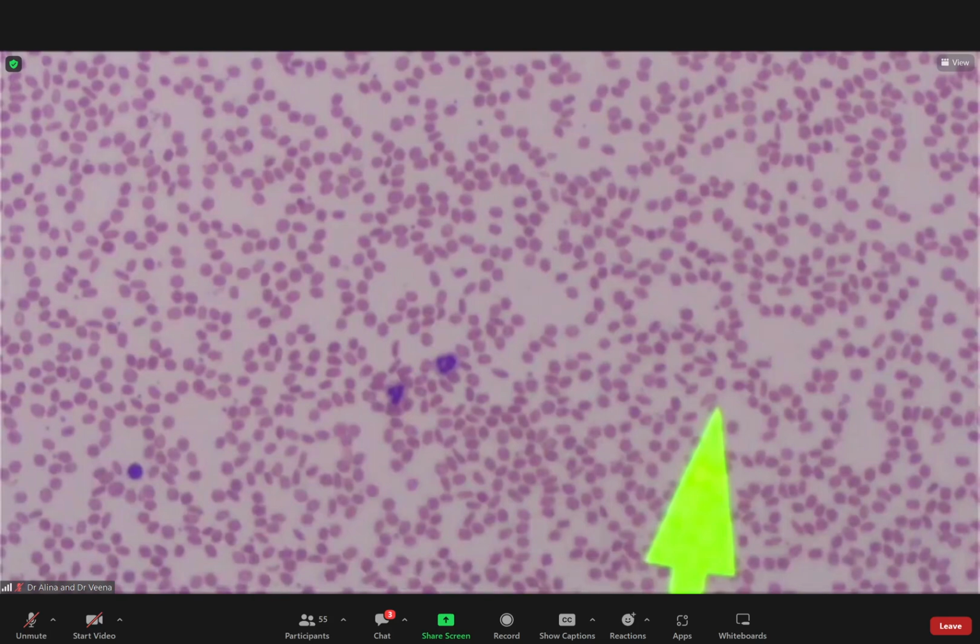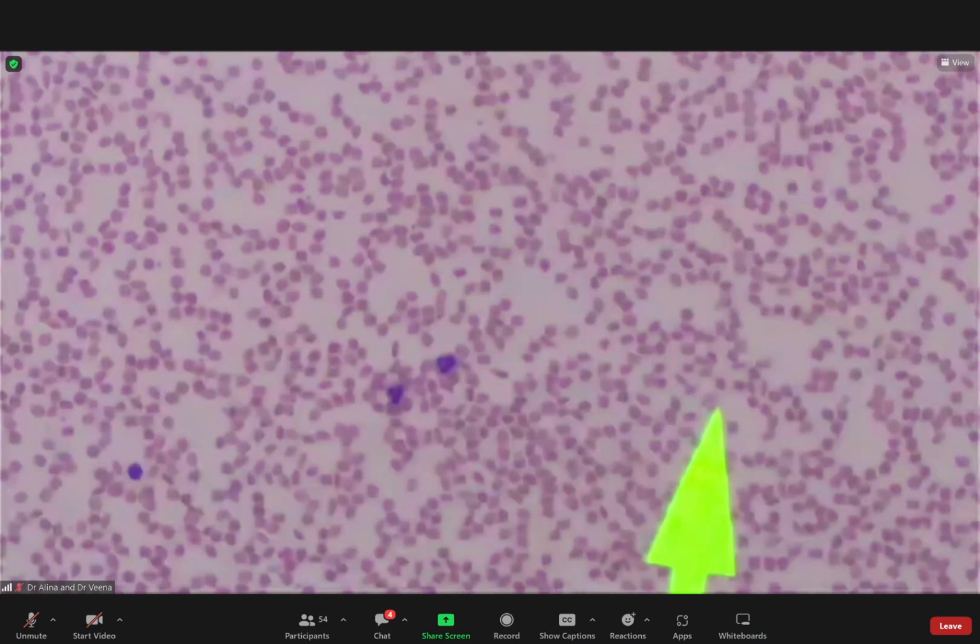Who do we investigate if it's inherited? Family. Yeah. So the easiest way is to do a family screening. Get the mom and dad, get the siblings in, do a blood film, and see whether they have the same features.